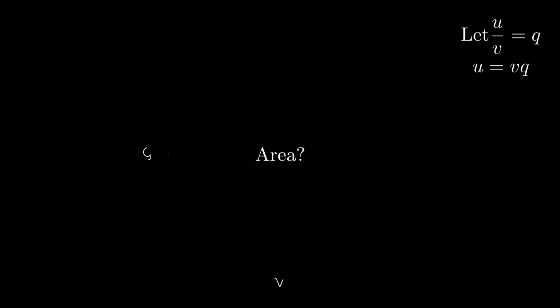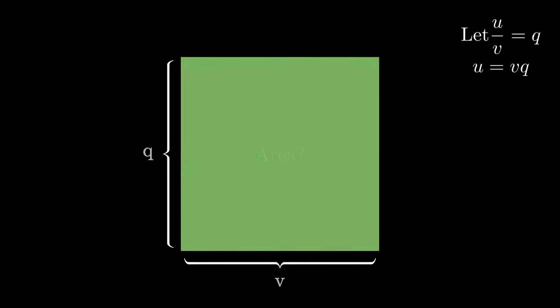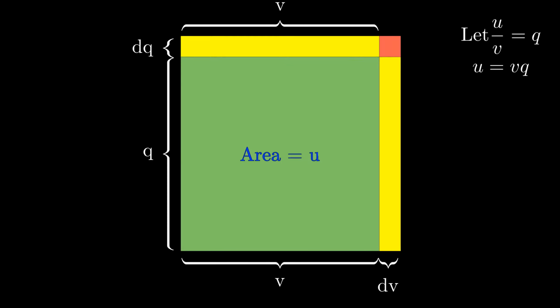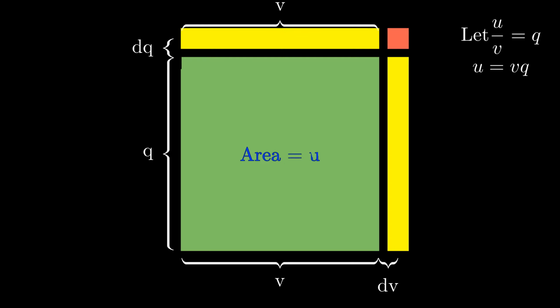How about creating a rectangle with sides v and q so that the area equals vq? As is the case with most portions of calculus, let dv and dq be the infinitesimal changes to the lengths of the respective sides. Now, let us muse at the new development. What is the change in area that our infinitesimal changes caused?